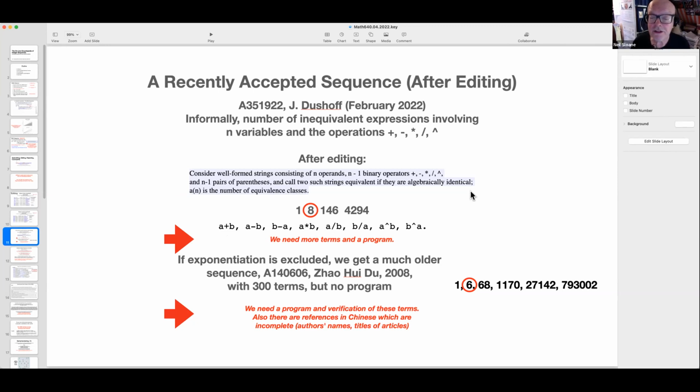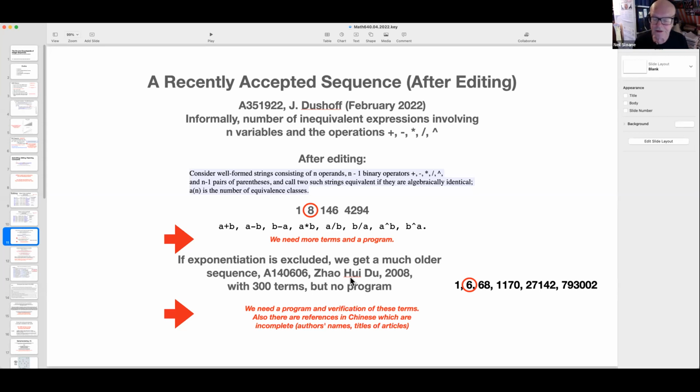If you don't allow exponentiation, so only plus, minus, multiply and divide, you get a classical sequence, A140606, and that begins 1, 6. The reason it's 6 and not 8 is that these last 2 expressions, A to the B and B to the A, are not allowed anymore. And this sequence, submitted by someone called Tu, has 300 terms, but there's no program.